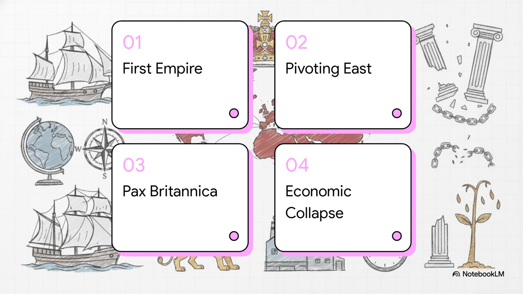So here's our roadmap. We're breaking this imperial life cycle down into 4 phases. First, the growth phase with the mercantilist First Empire. Second, losing America and pivoting east. Third, the peak era of Pax Britannica. And fourth, decolonization and economic collapse.